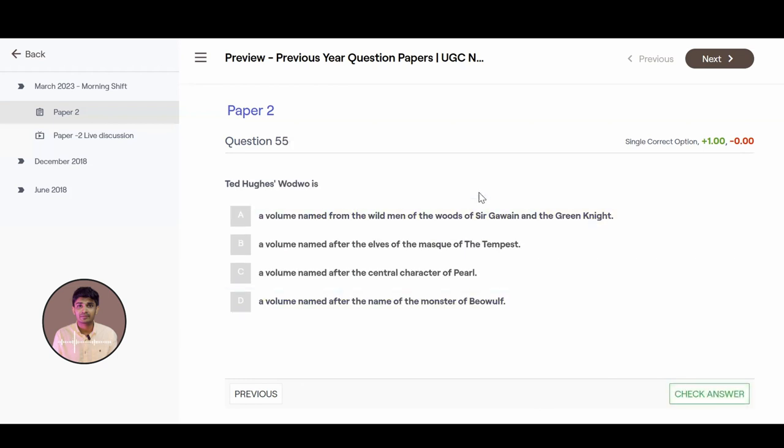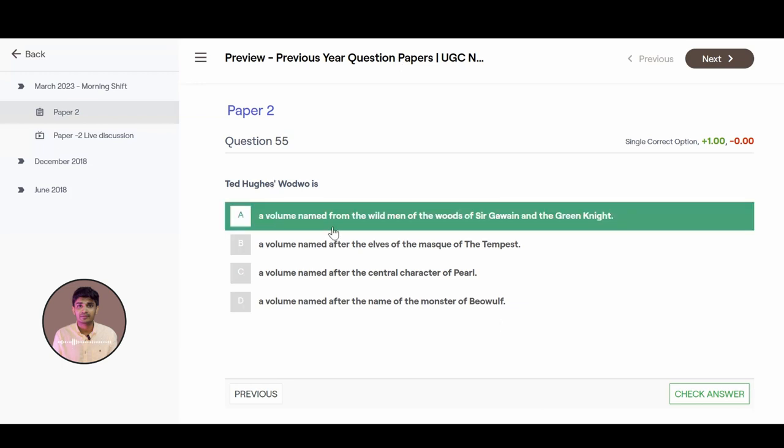Ted Hughes' work, Wodwo, is a volume named from the wild men of the woods of Sir Gawain and the Green Knight. This comes from the Arthurian legends that revolved around King Arthur and his team of knights. B, a volume named after the elves of The Tempest. C, a volume named after the central character of Pearl. D, a volume named after the monster of Beowulf. The monster of Beowulf is Grendel, if I'm not wrong. What is the answer? Question number 55. Guess. This is something you should guess. Take a guess. Good. A is the answer.